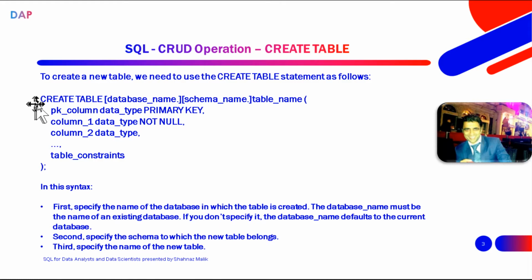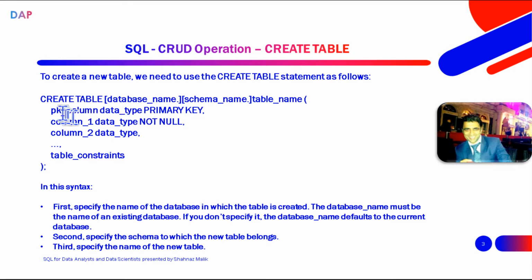Now, to create a new table, we need to use the create table statement, and that could be as follows. This is one way the syntax is given. There could be different ways, and the general way is to give the name of the database, the schema name, and then create a table, giving the name of the table, which must be unique. Inside the parentheses you give the name of the column. Here pk_column is the name of a column, followed by its data type.